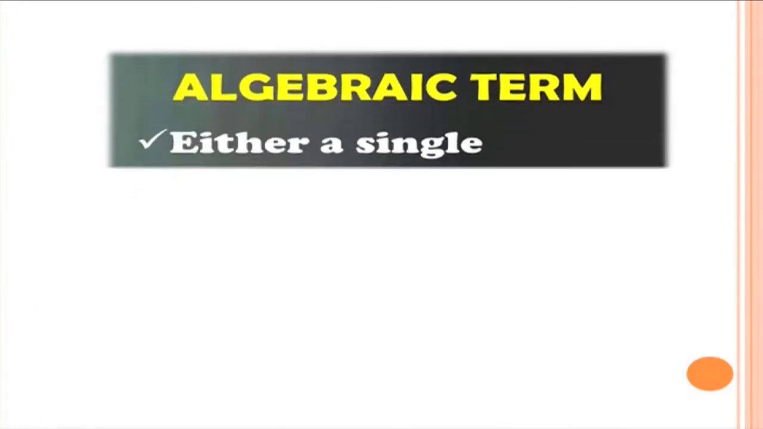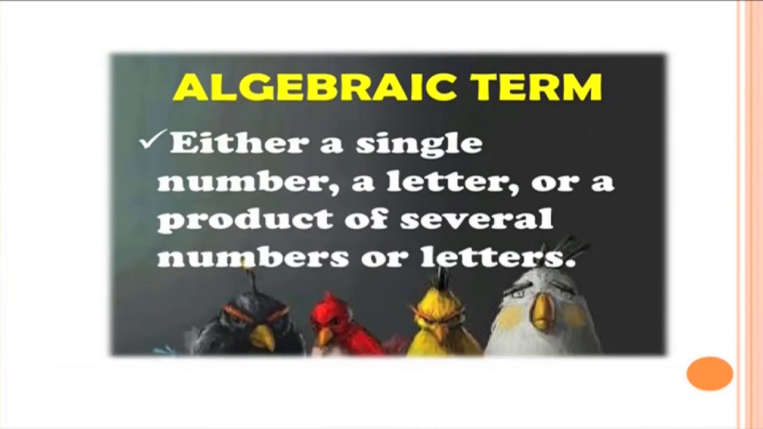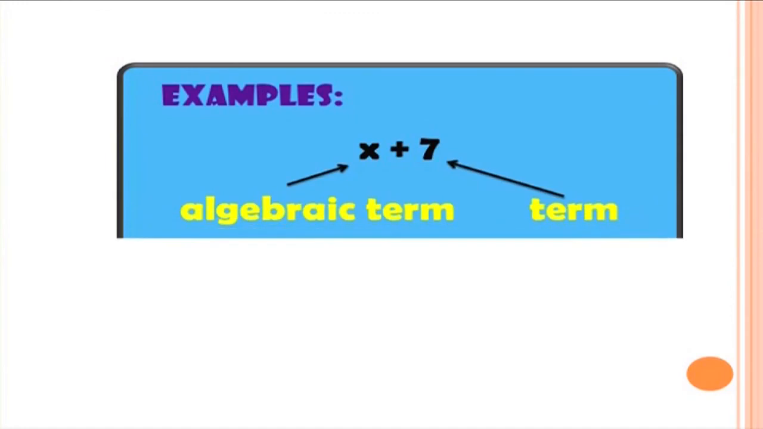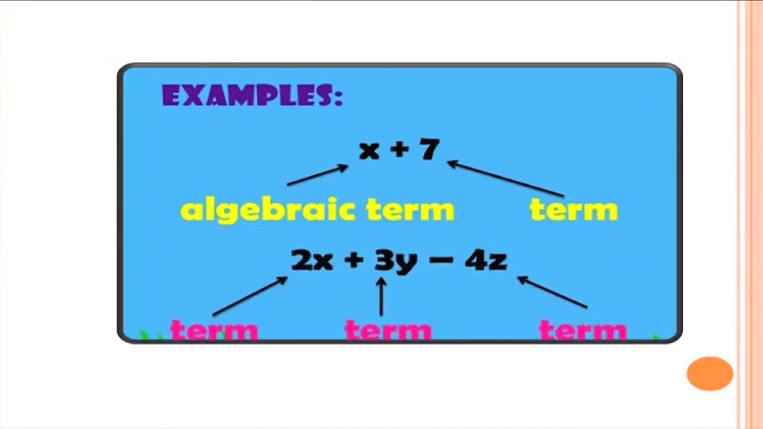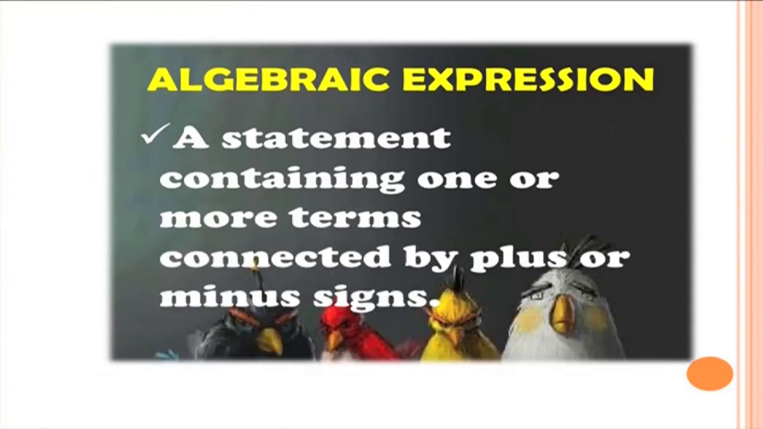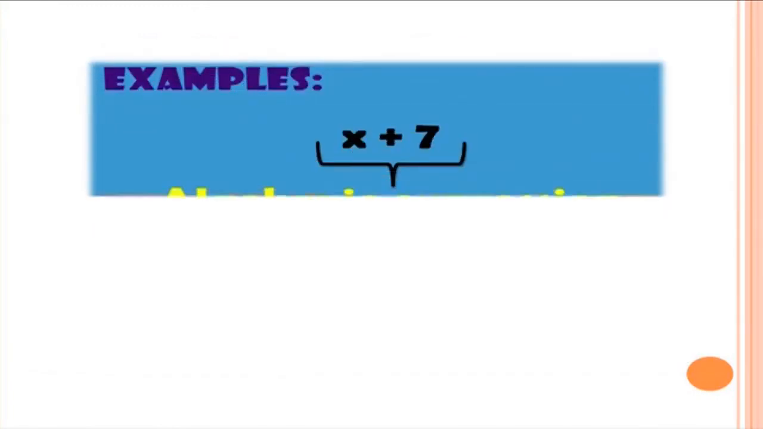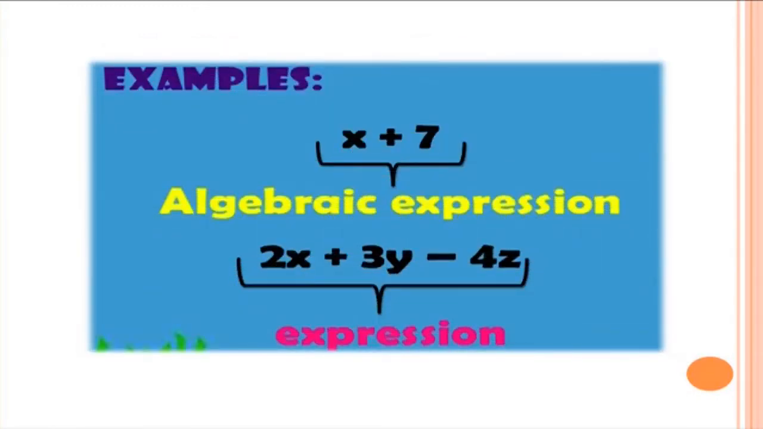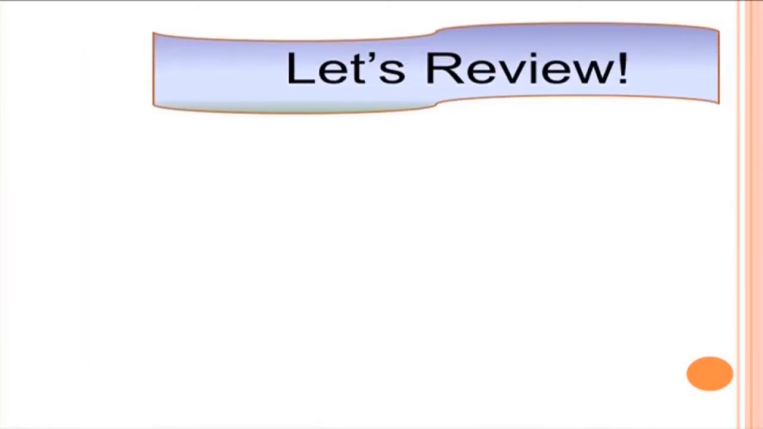To define an algebraic term, either a single number, a letter or a product of several numbers or letters is called an algebraic term. For example, in x plus 7, the algebraic terms are x and 7. 2x, 3y and minus 4z are the 3 different terms. So an algebraic expression is a statement containing one or more terms connected by plus or minus sign. For example, x plus 7 is an algebraic expression with 2 terms, and 2x plus 3y minus 4z is an expression with 3 terms.